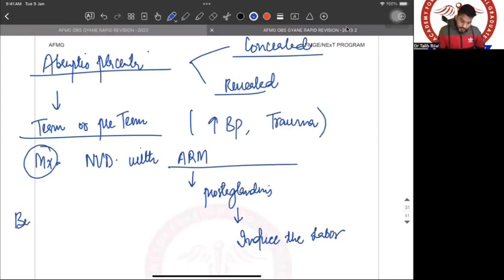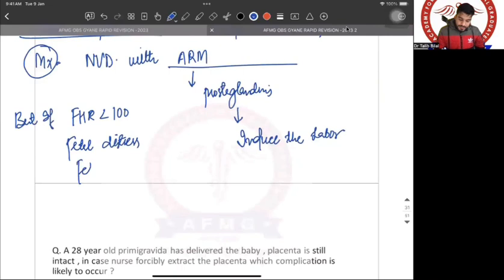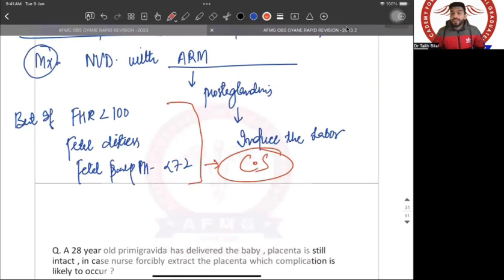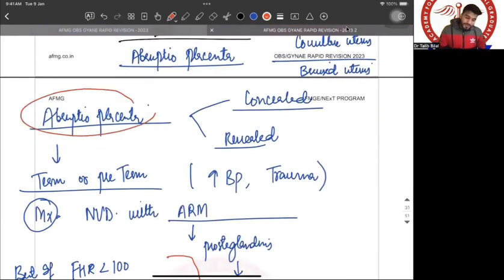But if fetal heart rate is less than 100, or baby is in fetal distress, or the fetal scalp pH is less than 7.2, then your management will be cesarean section. This is all about abruptio placentae.